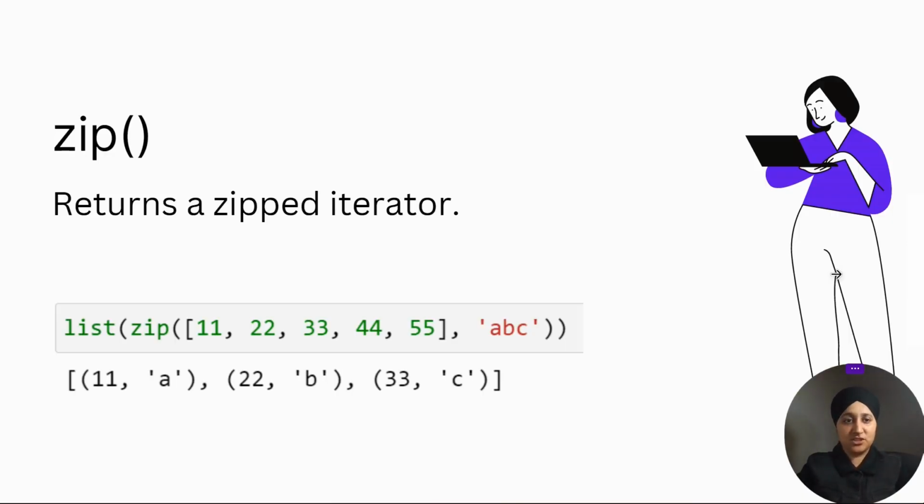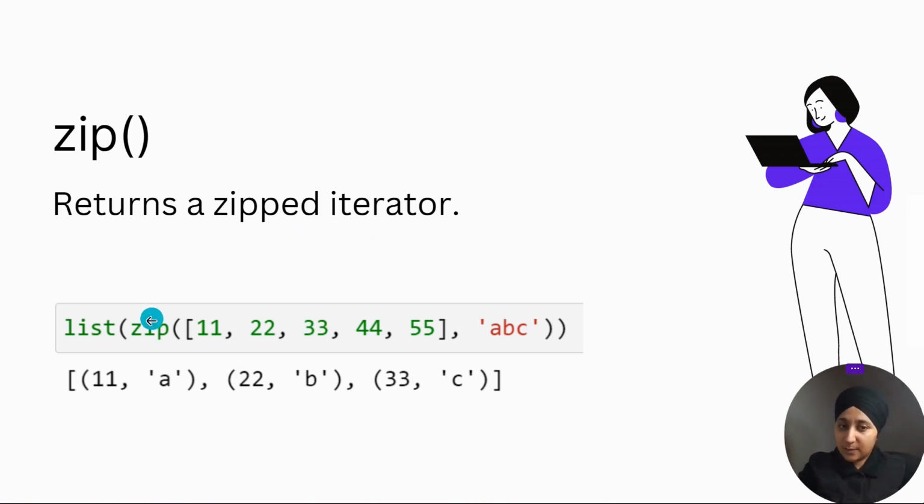Now let's talk about the zip function. So this is again a built-in function in Python. It returns a zipped iterator. So you can see here in the slide, this is an example where we are using the zip function, and within the parentheses of this zip function we are passing a list, and then we are separating with a comma, and then we are passing a string that contains ABC alphabets. Right? So the main purpose of the zip function is to return a zipped iterator, right?